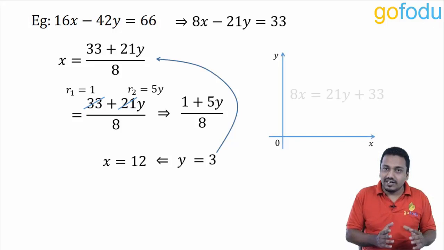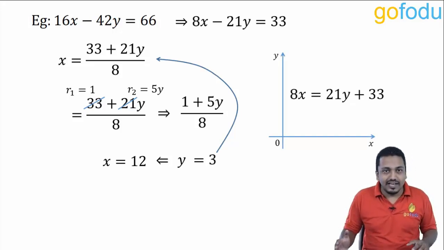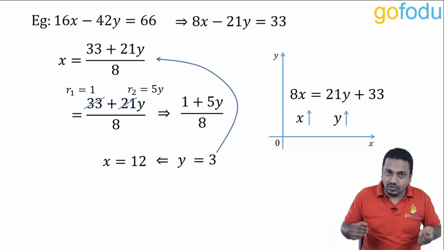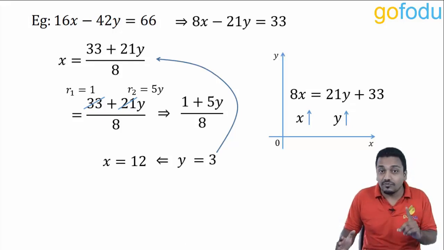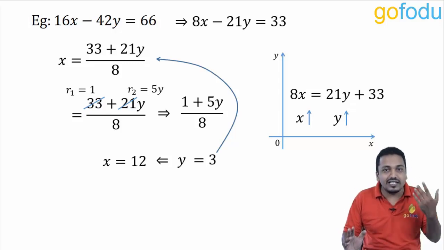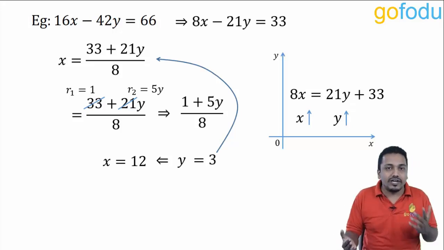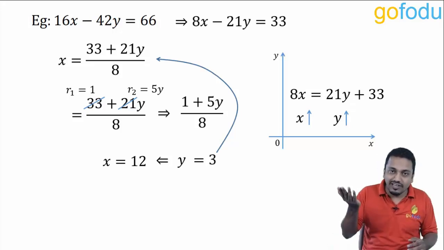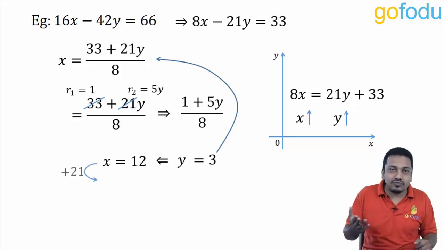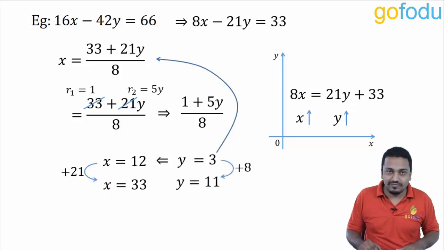Our equation can be written as 8x is equal to 21y plus 33. Increase x on the left hand side, y on the right hand side also increases. So if we have found one set of values which satisfy the equation, for all other values we know y increases as x increases. And as the coefficients of x and y are 8 and 21, x increases by 21, y increases by 8. So next value of x will be 12 plus 21, that is 33, and y will be 3 plus 8, that is 11.